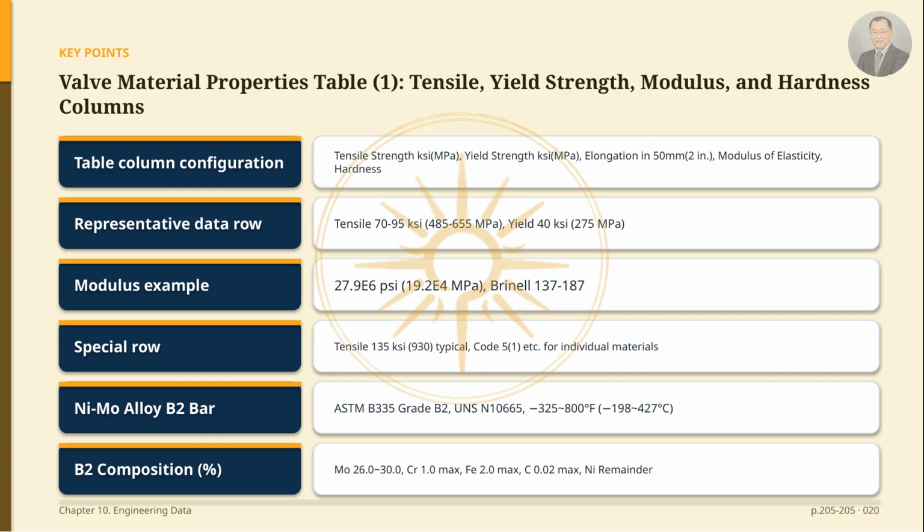Next is the nickel-molybdenum alloy B2 bar stock, with specification ASTM B335 grade B2, UNS N10665, and an operating temperature of -325 to 800 degrees Fahrenheit, or -198 to 427 degrees Celsius. In terms of composition, molybdenum is the key element at 26 to 30%, while chromium is 1% or less, iron is 2% or less, carbon is 0.02% or less, and the remainder is nickel.